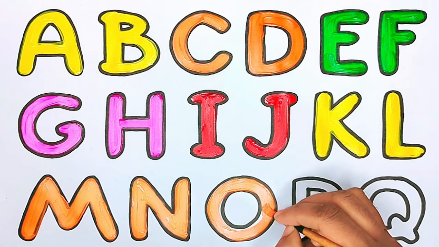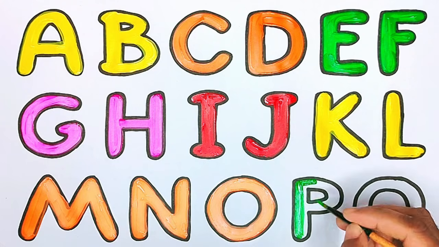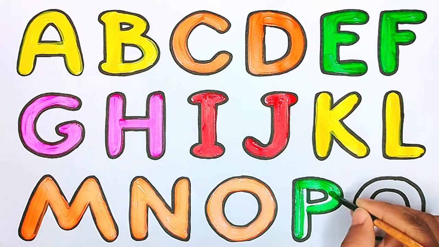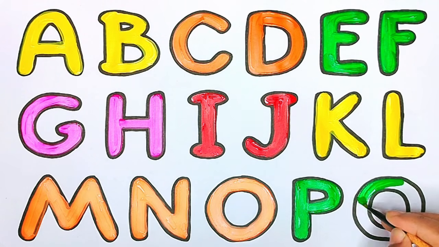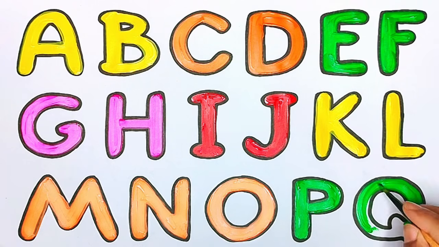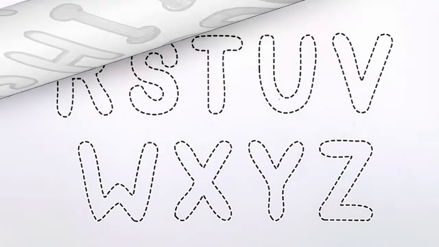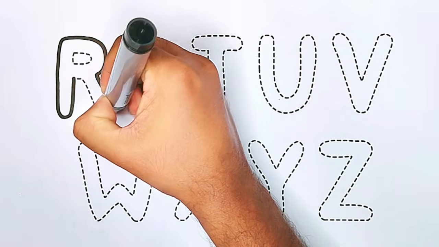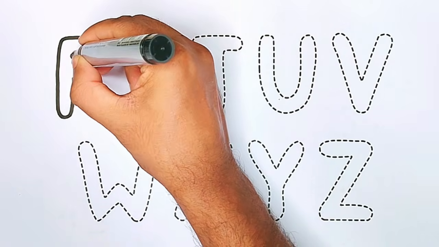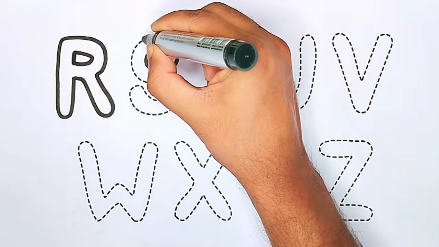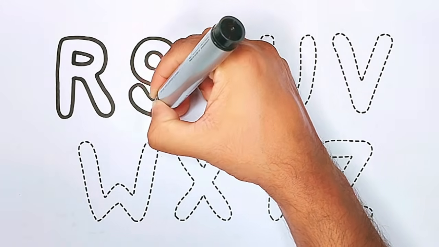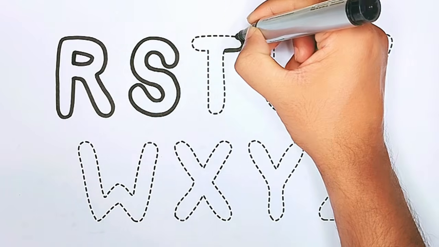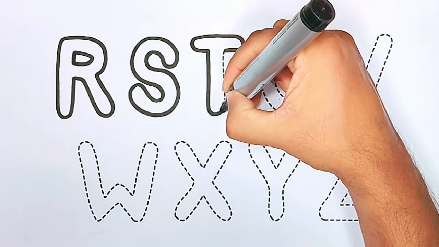O for onion. P for pencil. Q for quartz. R for rat. S for strawberry. T for tomato.